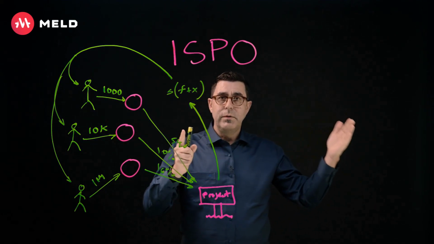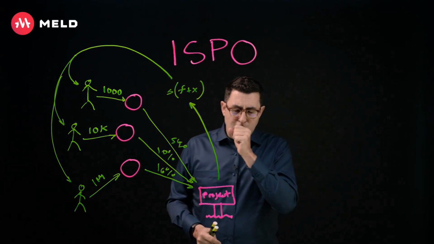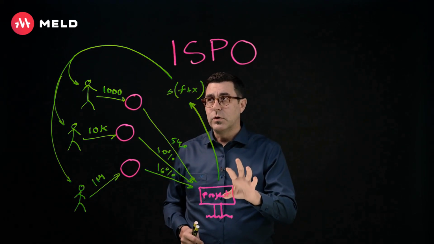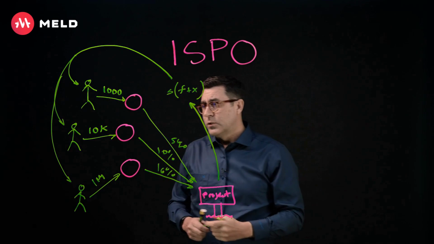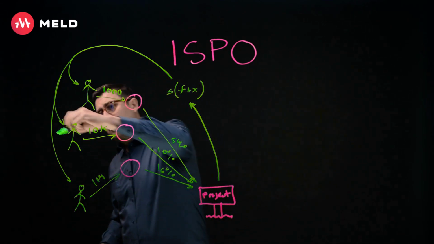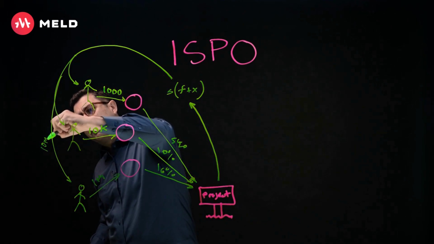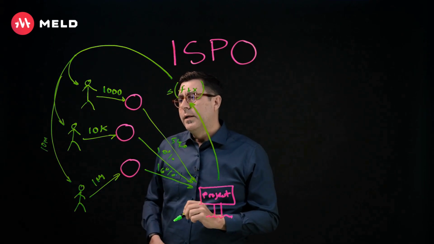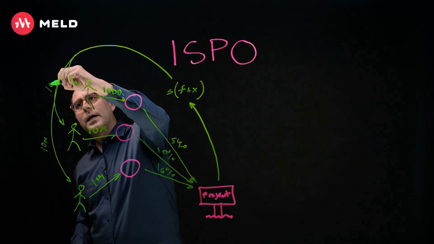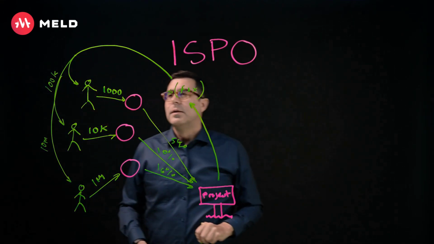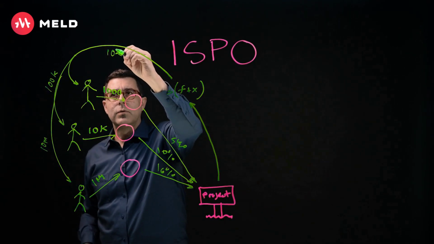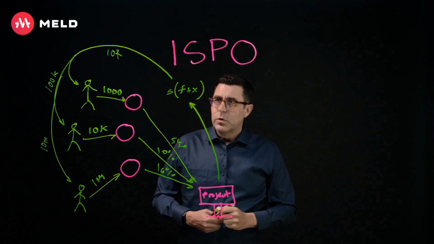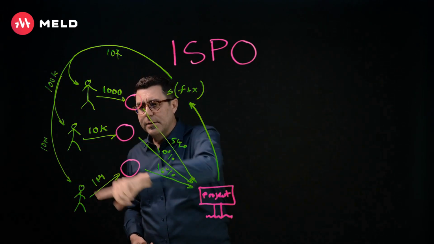At the end of the period of the ISPO, the project will make their tokens, and they'll airdrop them to the users. So this guy put in 1 million, so maybe he's going to get 10 million tokens. This guy put in 1,000, so maybe he's going to get 100,000 tokens. And this guy put in 1,000, so maybe he's going to get 10,000 tokens. So it depends on the equation, what they get.